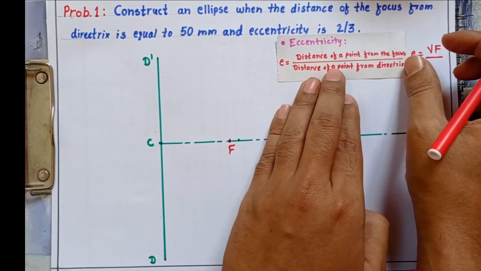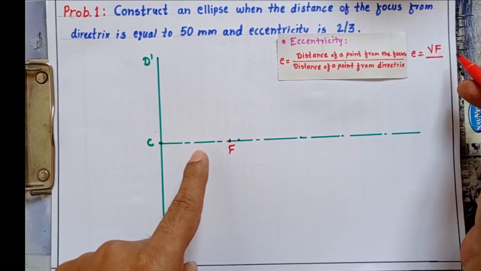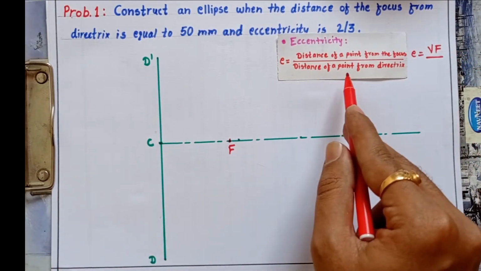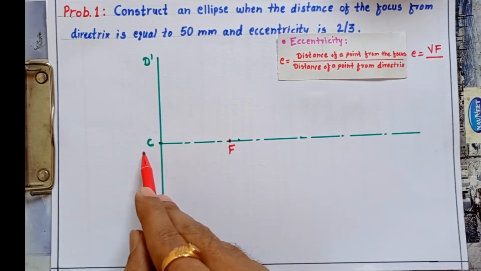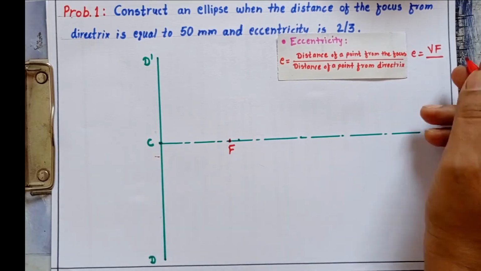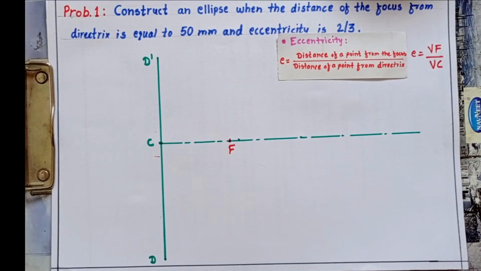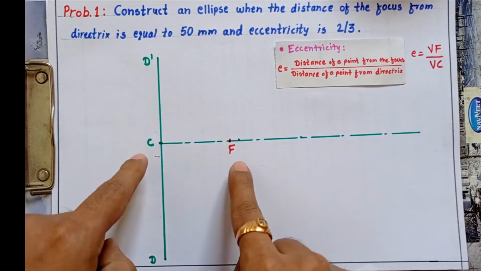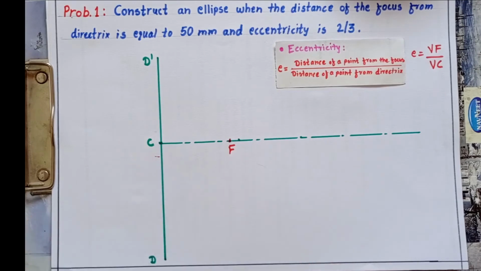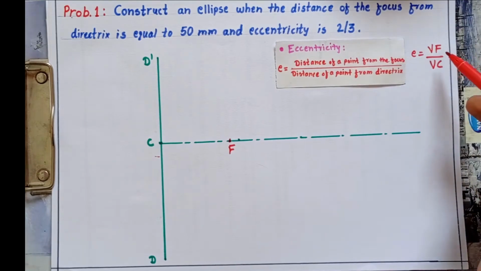The distance of the point from the focus is to be taken as Vf if we mark the point V over here, divided by the distance of the same point V from the directrix. So that becomes Vc. So Vf upon Vc is actually the eccentricity, isn't it? Now it is given as 2 by 3 in the given statement, and the overall distance Cf is equal to 50 mm.